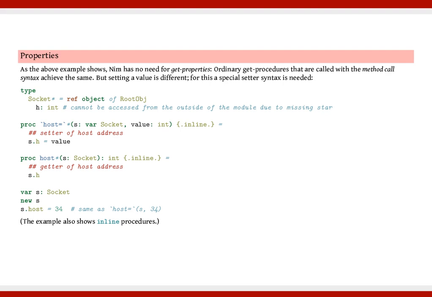proc `host=`*(s: var Socket, value: int) {.inline.} = ## setter of host address. s.h = value. proc host*(s: Socket): int {.inline.} = ## getter of host address. s.h. var s: Socket. new s. s.host = 34 # same as `host=`(s, 34). The example also shows inline procedures.